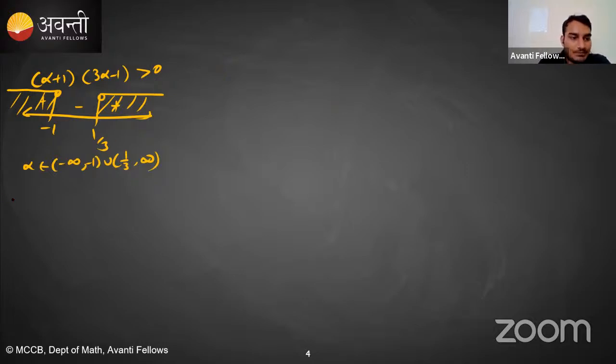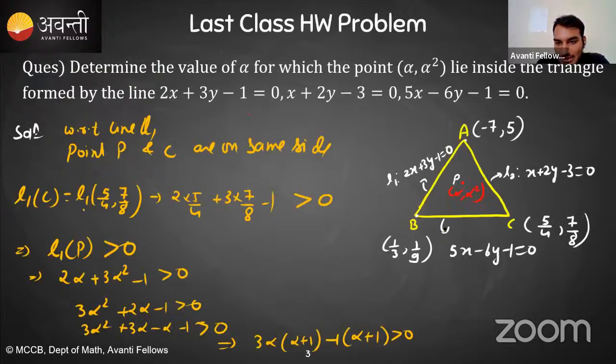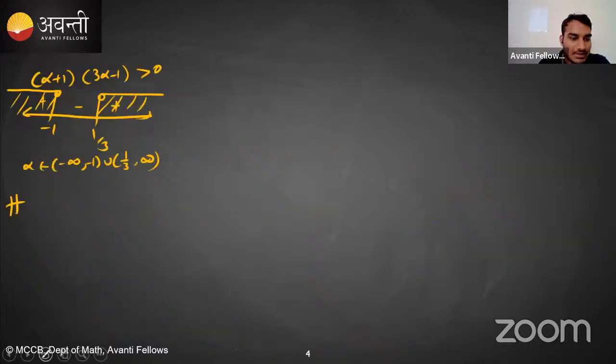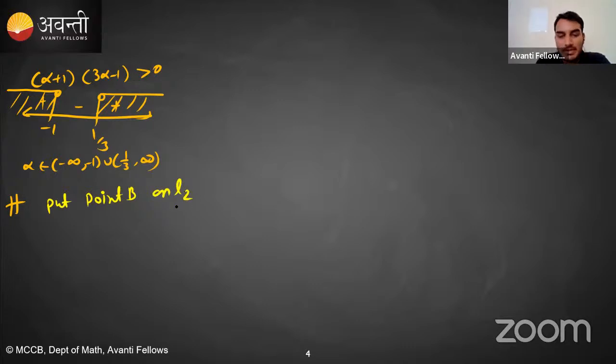So similarly, with respect to line L2, let's say this is L2 and this is L3. With respect to line L2, points P and B are lying on the same side. Yes or no? Right? So put point B on L2.